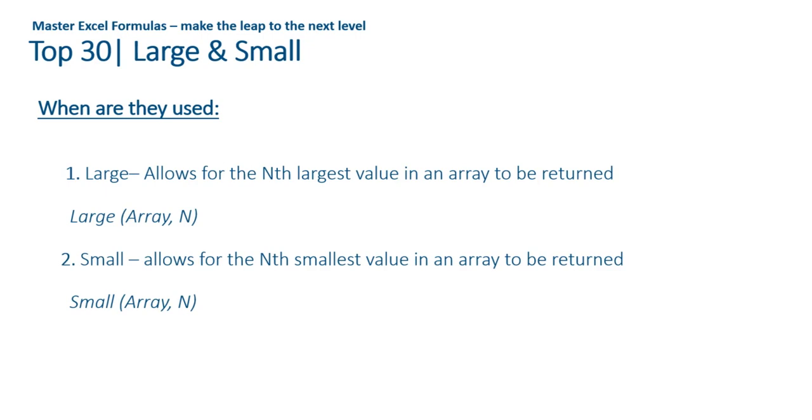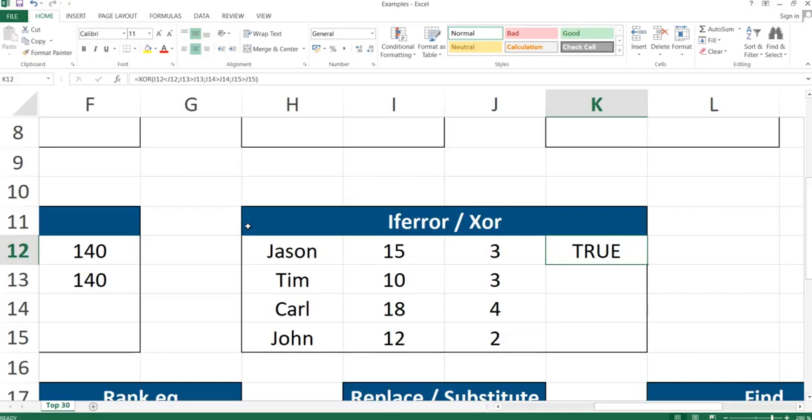The next set of formulas are LARGE and SMALL, very frequently used formulas again, and quite easy really. LARGE returns the nth largest value in an array, whereas the SMALL function returns the nth smallest value, and the structure is basically the same. Let me give you the examples here as well.